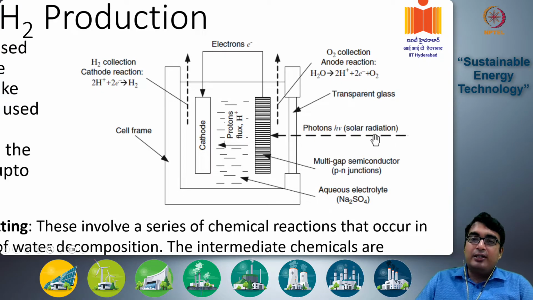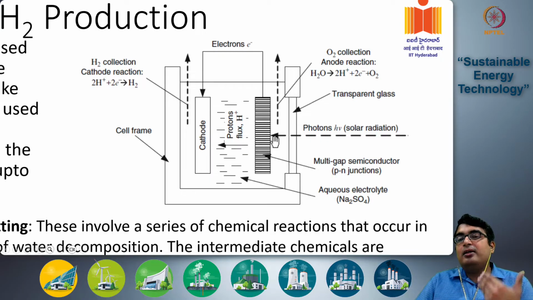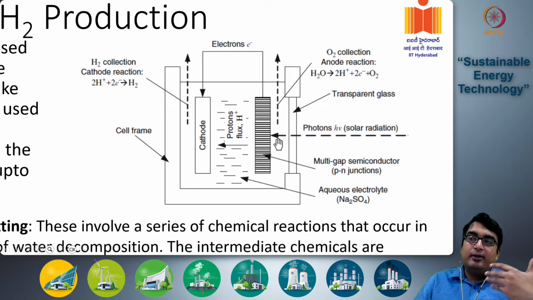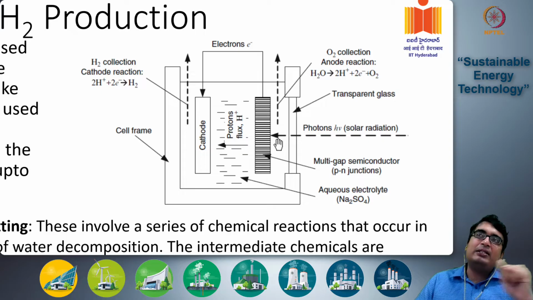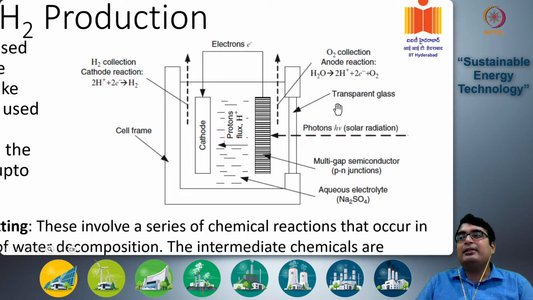Photons are entering through this transparent glass panel, and electrons are generated in the p-n junction semiconductor by the incident photons, as we discussed for solar PV cells, and this energy is used to break water into H plus and e minus. So the electrons are moving outwards and water is breaking into protons, electrons and oxygen in this electrode itself.